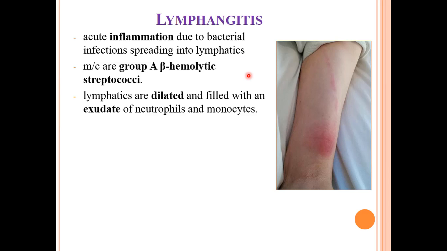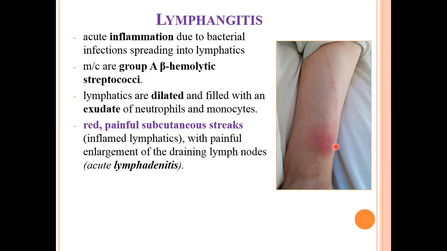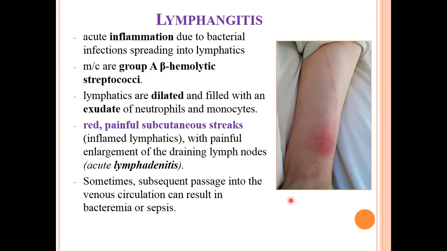Because of the inflammation, the affected lymphatics will become dilated, filled with an exudate of neutrophils and monocytes. The affected site would show redness and painful subcutaneous streaks, which represent the inflamed lymphatics. This might be also associated with painful enlargement and swelling of the draining lymph nodes, which is called acute lymphadenitis. Rarely, subsequent passage of this inflammation into the venous circulation might result in bacteremia or sepsis, especially in immunocompromised patients.